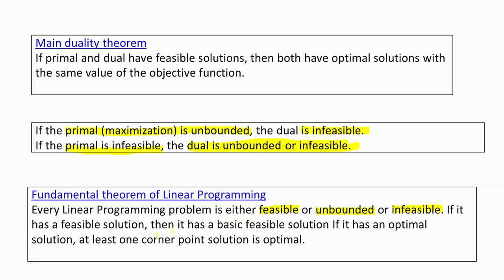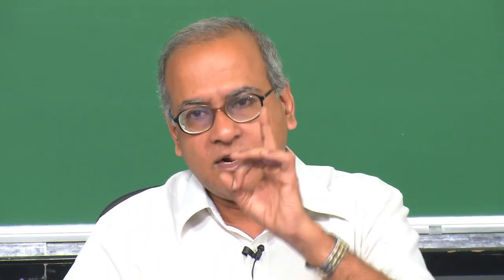It is either feasible or unbounded or infeasible. If it has a feasible solution, then it has a basic feasible solution. Now, out of the three cases, it will have a feasible solution in this case, it will also have a feasible solution in this case. If we realize carefully, in both these cases, there was at least one basic feasible solution, there was at least one corner point. So, if it has a feasible solution, then it has a basic feasible solution. If it has an optimum solution, then at least one corner point solution is optimal, or at the moment we will say the optimum solution is a corner point solution.